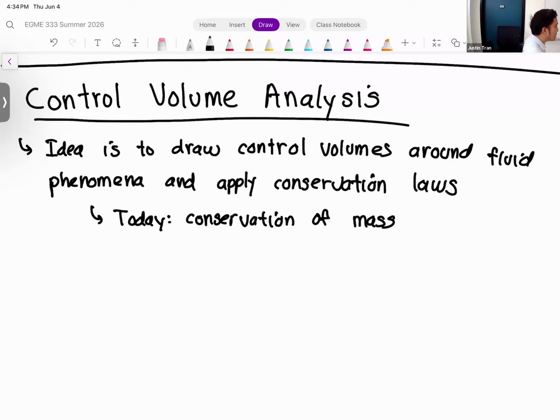Angular momentum is interesting. It's cool. But it's one of those things that I think adds a lot of complexity to a class that already has a lot of complexity, but may not have a lot of really practical applications. So we'll see how far we get. We may stop after conservation of energy, but we'll try to make that decision. Okay, so with that, let's go ahead and go on to conservation of mass.